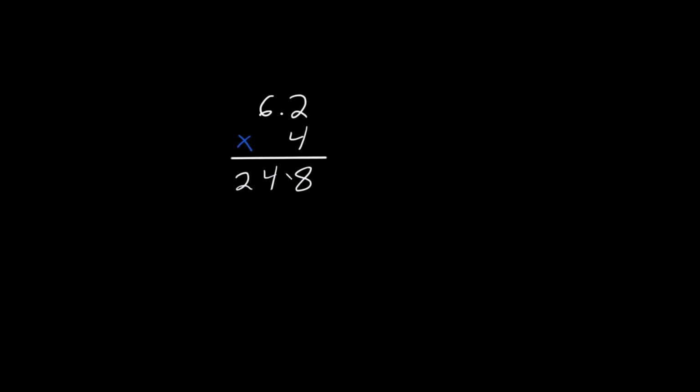So when multiplying decimals, you're going to add in a decimal to the product based on how many numbers are to the right of the decimal in each of the numbers being multiplied. We can see here in the first number, 6.2, there is one number to the right of the decimal place. So we're going to go down here to the product and move one number to the right of the decimal place. And our answer for this problem is 24.8.